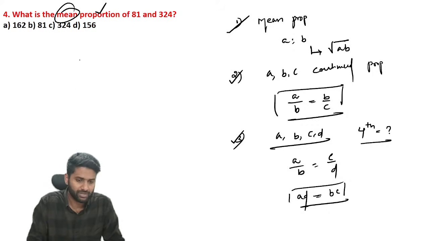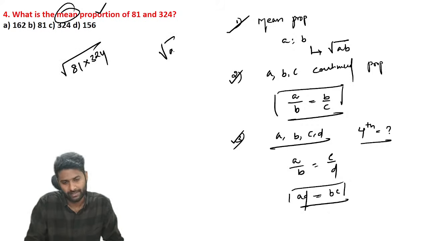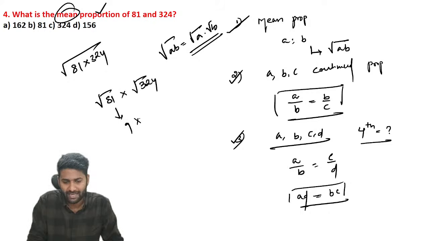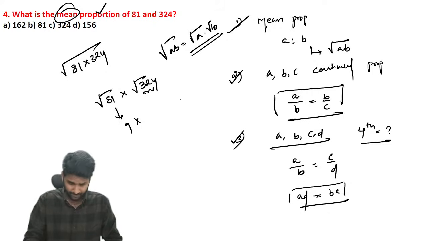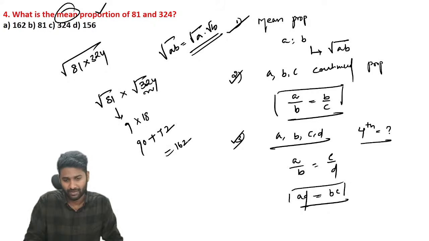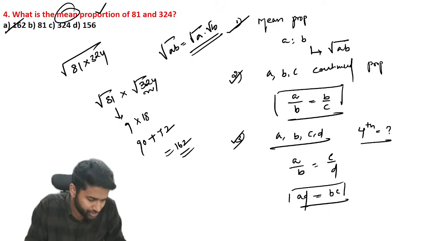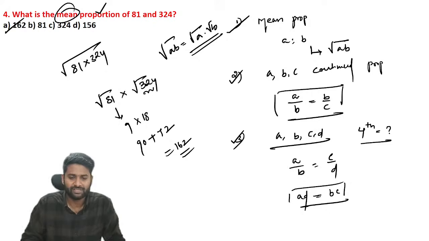Now we need to identify the mean proportion. The mean proportion is 81 multiplied with 324. As you know the property, root over ab is equal to root over a into root over b. So root over 81, root over 324. It is 9, and root over 324 is 18, so 9 into 18 gives 162. Check your question whether it is mean proportion, third proportion or fourth proportion. For mean proportion, we have to identify the value of that information.